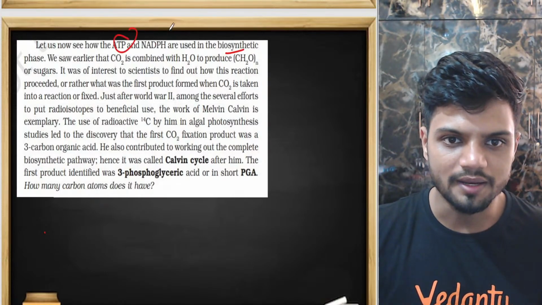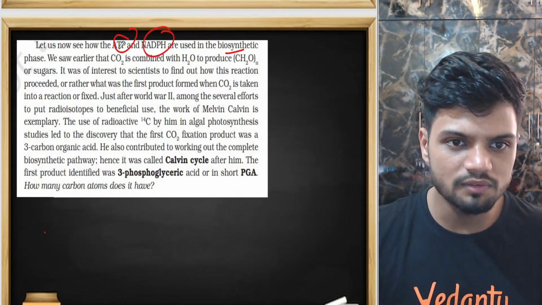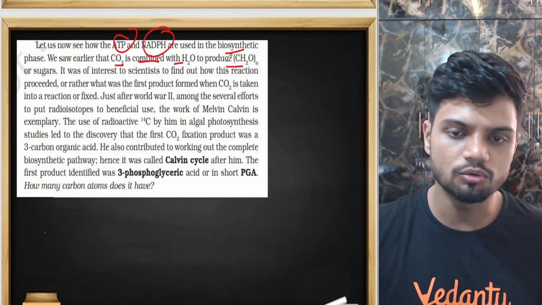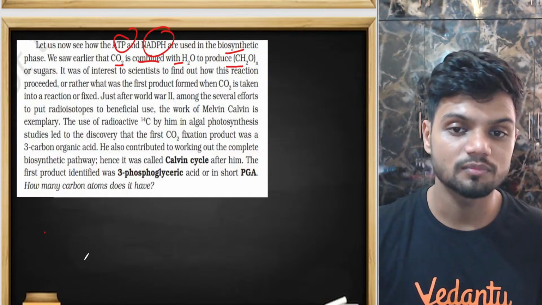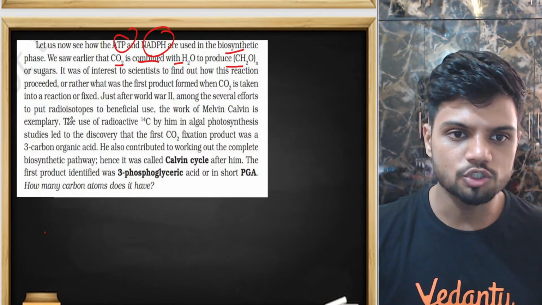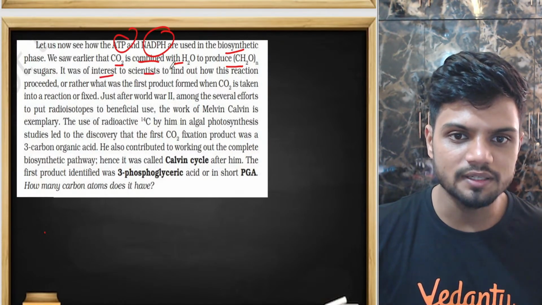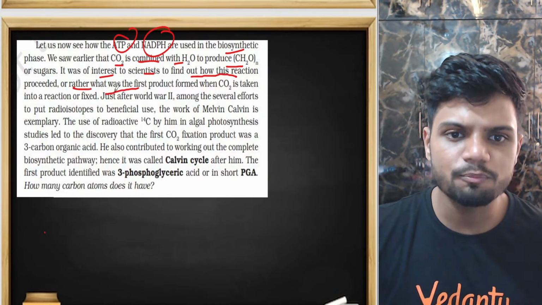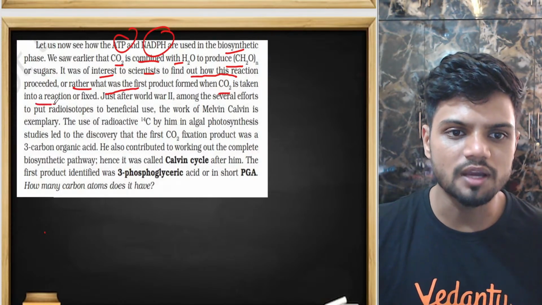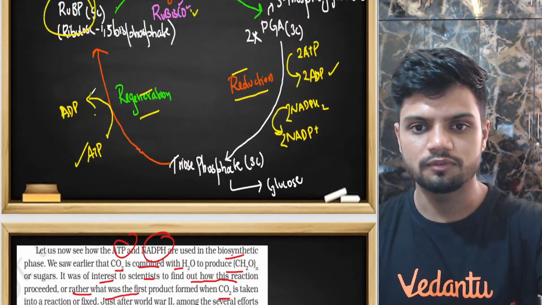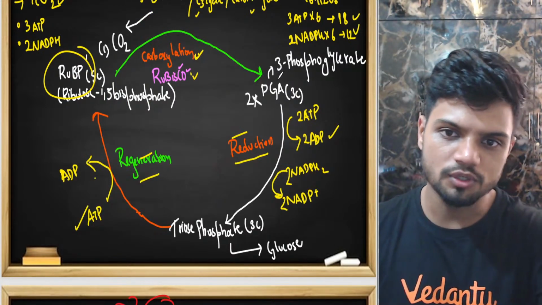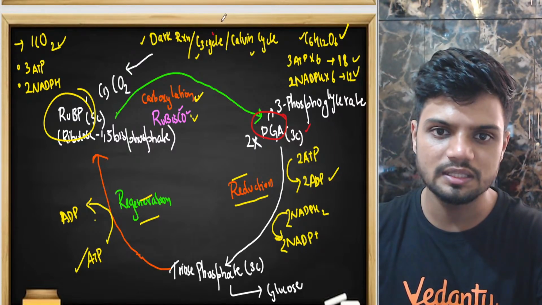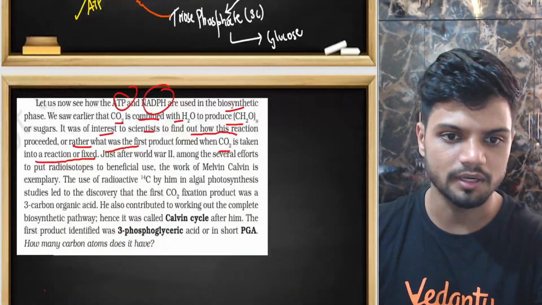ATP and NADPH are used in the biosynthetic phase. Earlier we saw that CO2 is combined with H2O to produce glucose, or sugar. This is the first reaction. It was of interest to scientists to find out how this reaction proceeded, or rather, what was the first product when CO2 is taken into reaction, or fixed. The first product was PGA. Since it is three carbon, that's why it's also called the C3 cycle. Remember that.